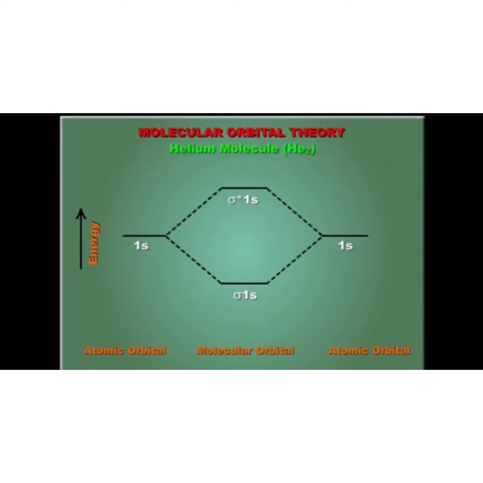For helium, which has 2 electrons in the 1s orbital, the hypothetical helium molecule has molecular orbitals which are filled up like this. The bond order is 2 minus 2 divided by 2, that is 0. Thus, helium molecule does not exist.